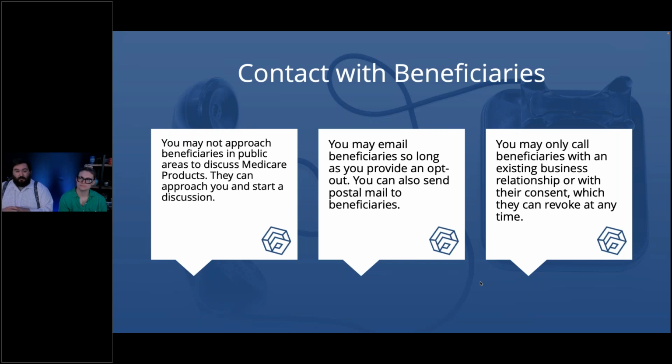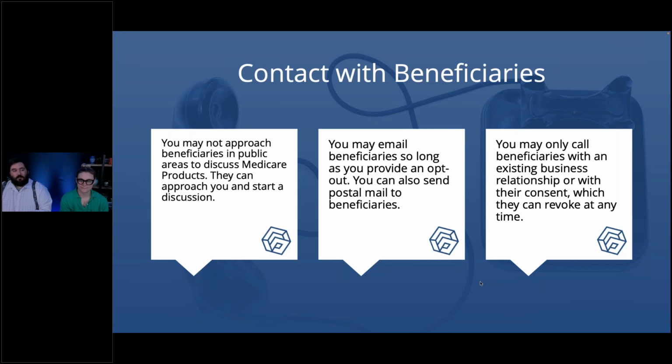You can absolutely email beneficiaries. So even if you just have their email from somewhere, you can email them as long as you're providing an opt-out and following all other TCPA and CAN-SPAM guidelines. So more than just CMS compliance, also have to comply with Telephone Consumer Protection Act and email spam laws. So you can also mail things. So postal mail, physical mail, postcards, letters, flyers, things like that. You can mail those out to beneficiaries that you have addresses for as well.